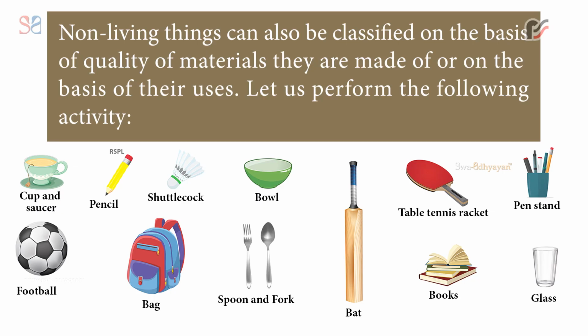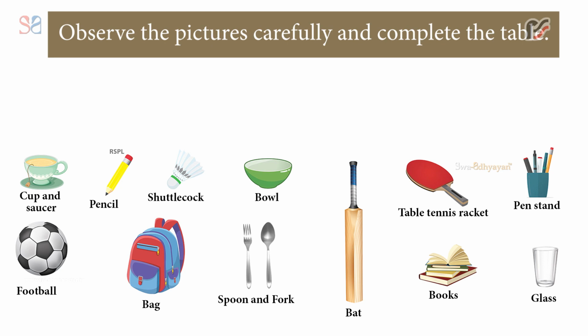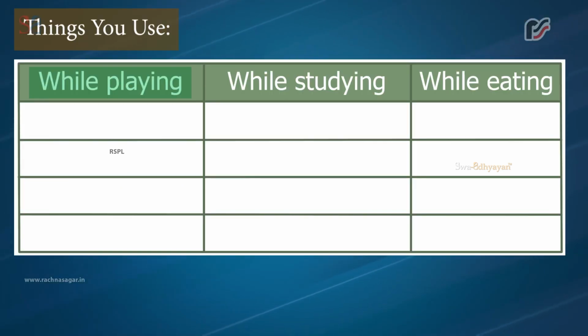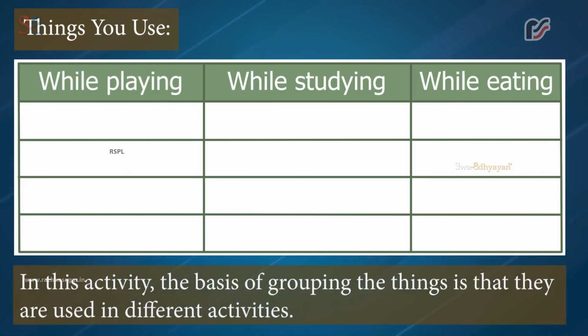Activity 4. Non-living things can also be classified on the basis of quality of materials they are made of or on the basis of their uses. Let us perform the following activity. Observe the pictures carefully and complete the table. Things you use while playing, while studying, while eating. In this activity, the basis of grouping the things is that they are used in different activities.